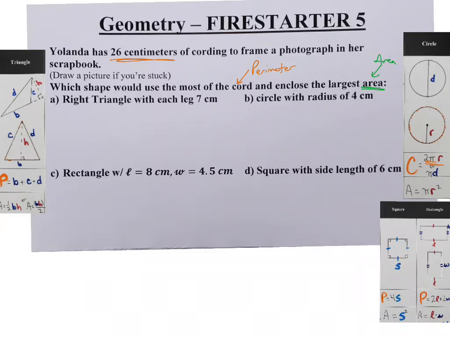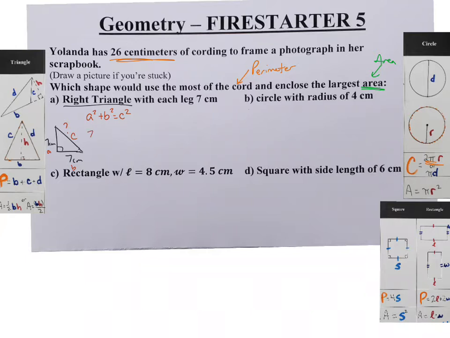First thing I'm going to do is start with the right triangle. So I'm just going to draw a right triangle. The keyword is labels. Each leg is 7 centimeters. So 7 centimeters, 7 centimeters, this is the right angle. Now, to find perimeter, I have to find this missing side, and that's where the Pythagorean theorem comes into play. Remember, that's a squared plus b squared equals c squared, where this is a and this is b. We'll call the missing side c. We don't know what c is.